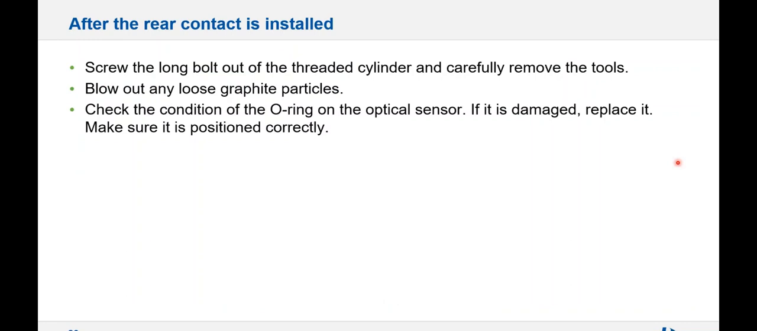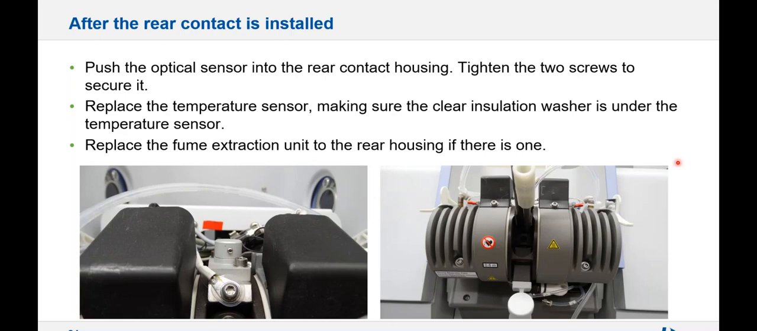Screw the long bolt out of the threaded cylinder. Carefully remove the tools. Blow out any loose graphite particles. Check the condition of the O-ring on the optical sensor. If it's damaged, replace it. And you always want to have some spare O-rings as well. Make sure the O-ring is positioned correctly. Push the optical sensor into the rear contact housing. Tighten the 2 screws to secure it. Replace the temperature sensor. Make sure the clear insulation washer is under the temperature sensor. And then if you have a fume extraction unit, you would then replace that as well.